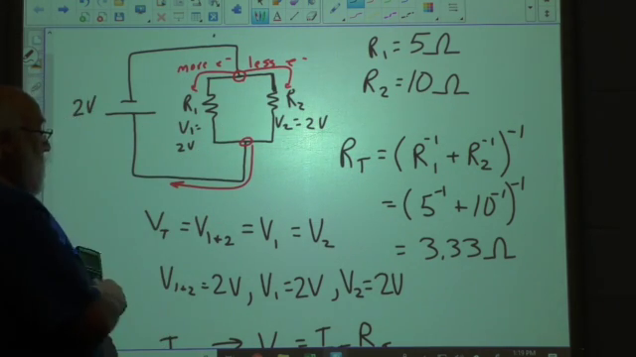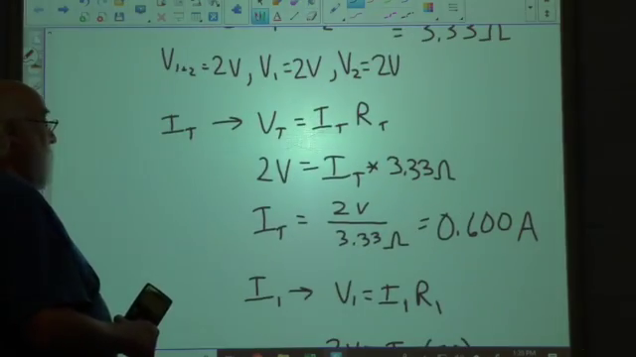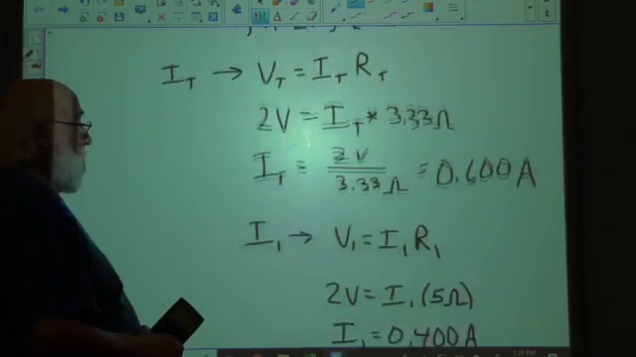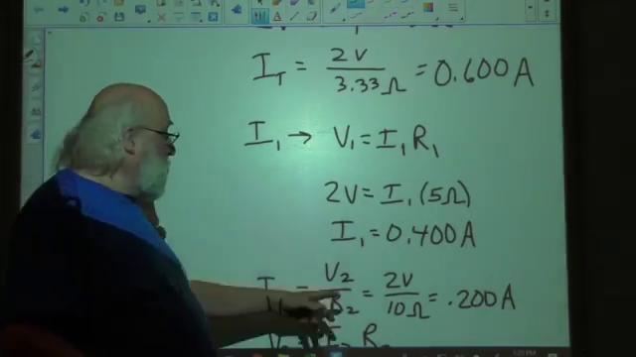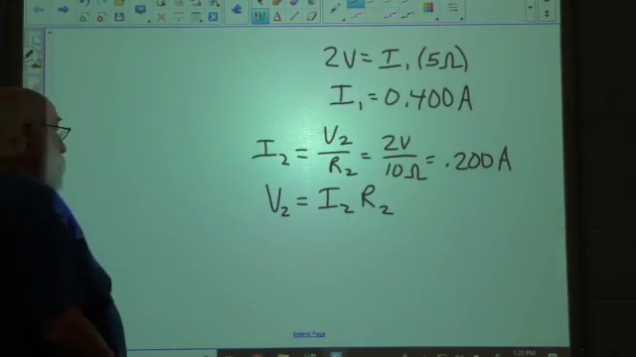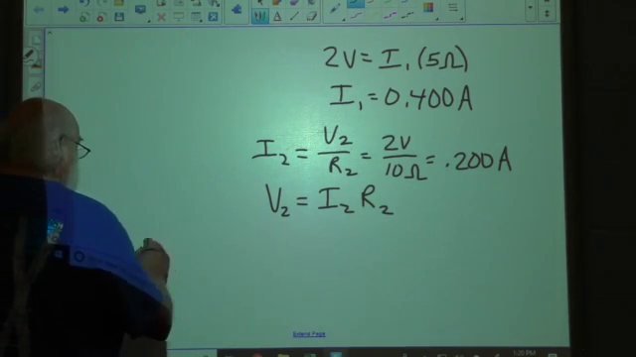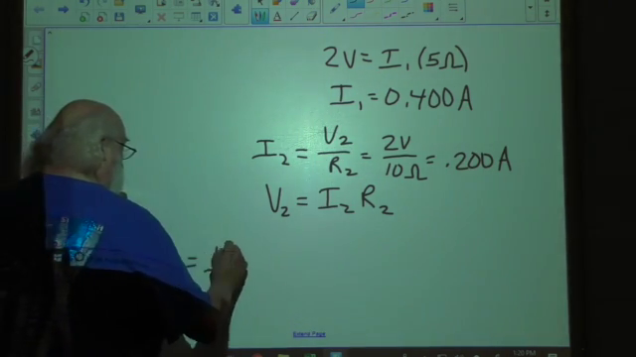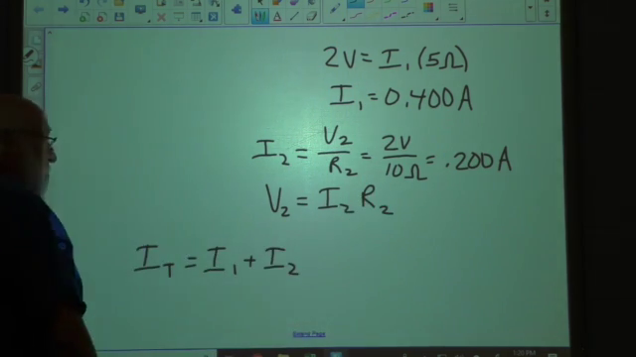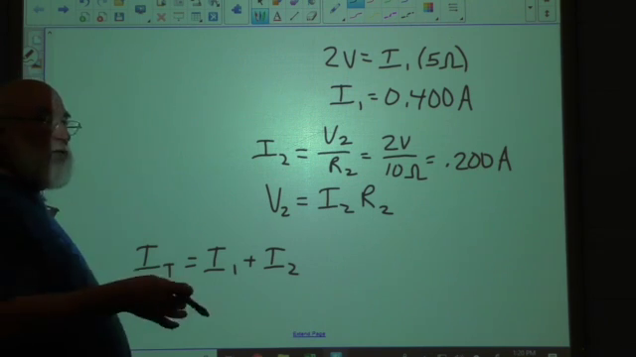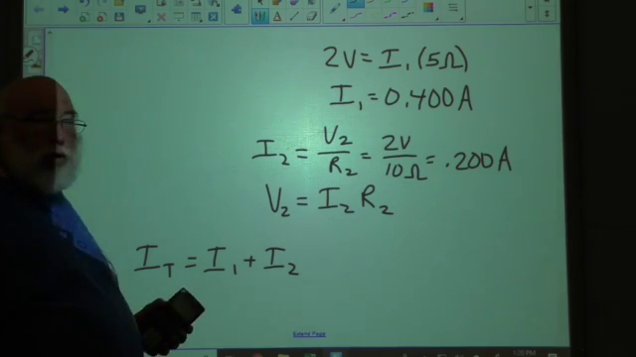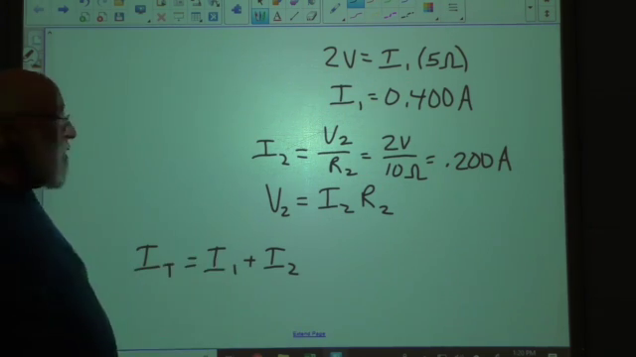And another thing that we'll notice here, we said that the total current is 0.600 amps, and each one individually is 0.400 amps and 0.200 amps. So that means then that I total equals I1 plus I2. And if there is more, we'll keep adding on to that. So this is kind of like what it was for the resistance and the voltage drop for series. You just simply add them together.